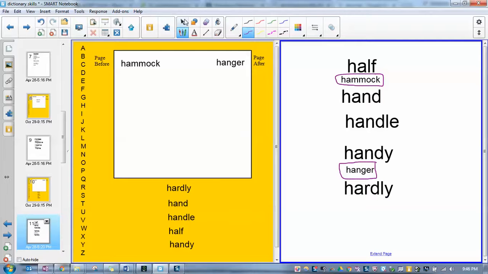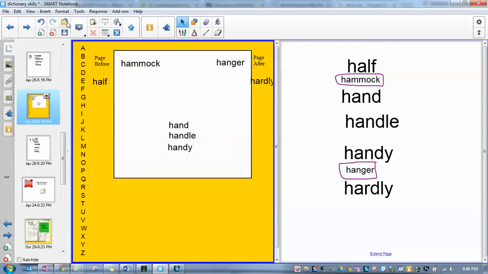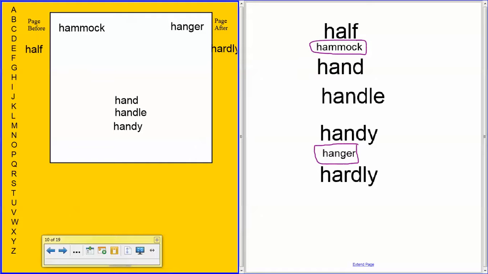So let's sort these out real fast. Hardly comes on the page after. Half is found on the page before, and hand, handle, and handy are found on the same page as those guide words. Now we can continue.